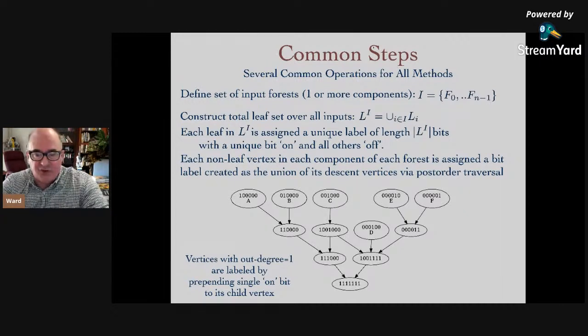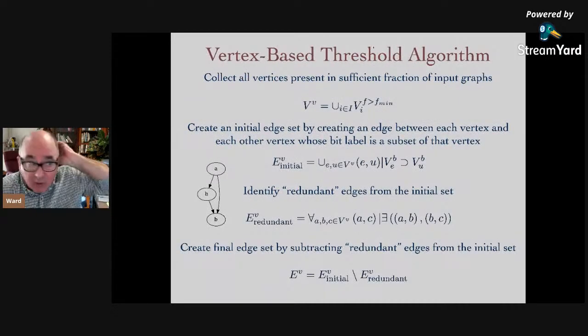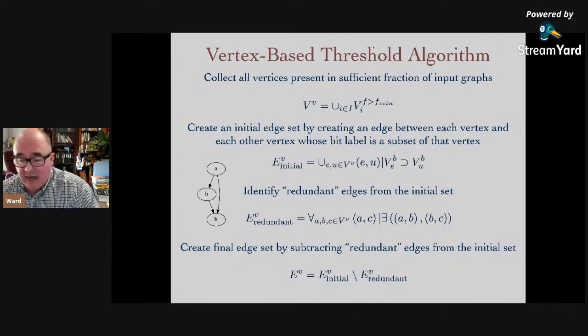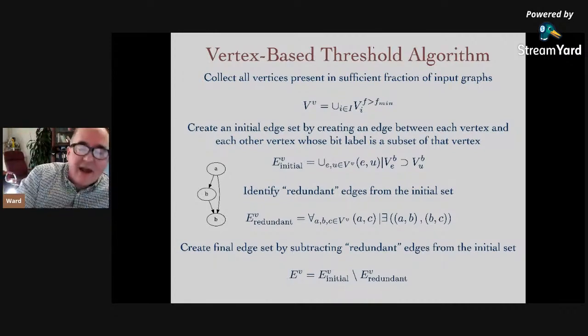So this is the first step. We do this for all the graphs. We have all these bit labelings, so now we have everything labeled uniquely in terms of bits. Now we're going to talk about the vertex-based threshold algorithm. I say threshold algorithm because we're going to include vertices and also a percentage, so you can say they're present in all the trees or any tree or a majority of them or something like that, or input graphs.